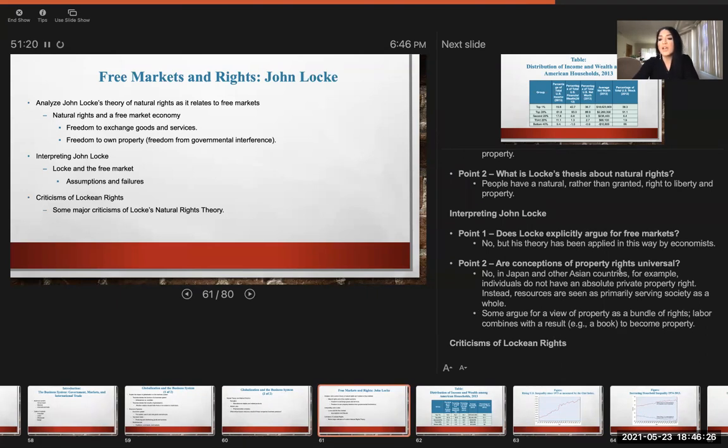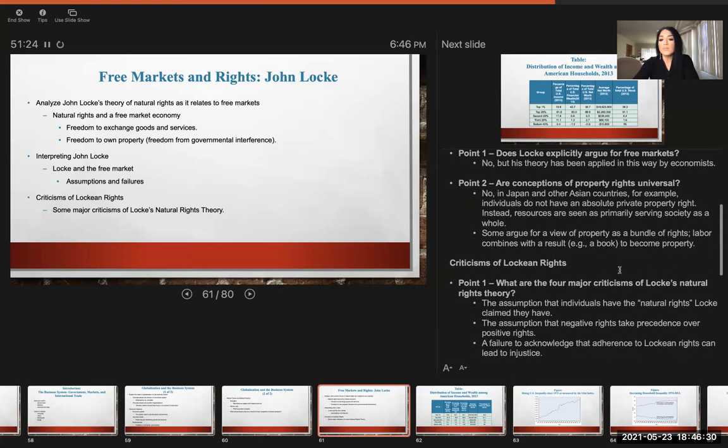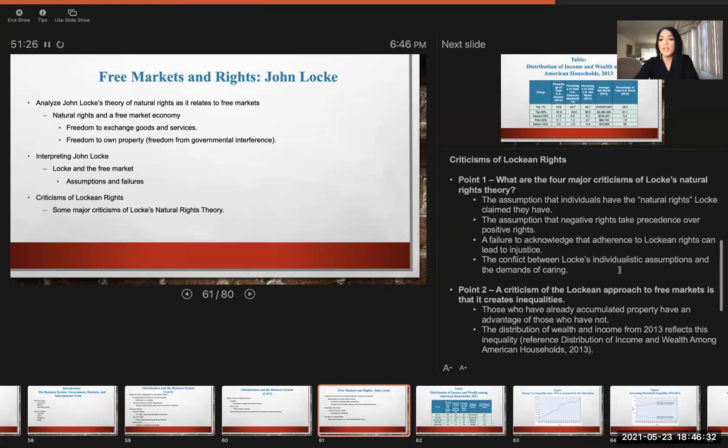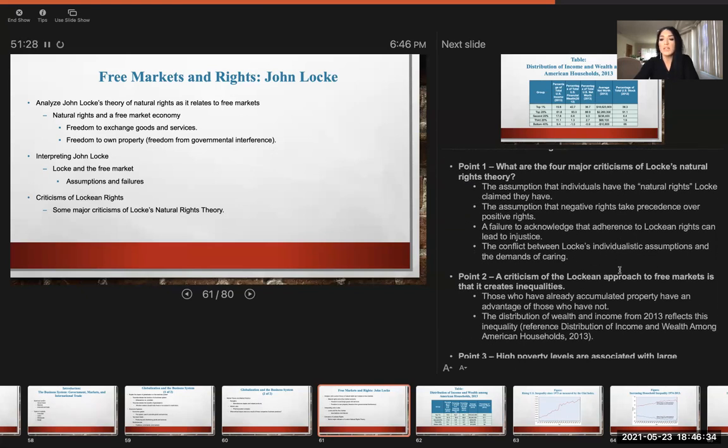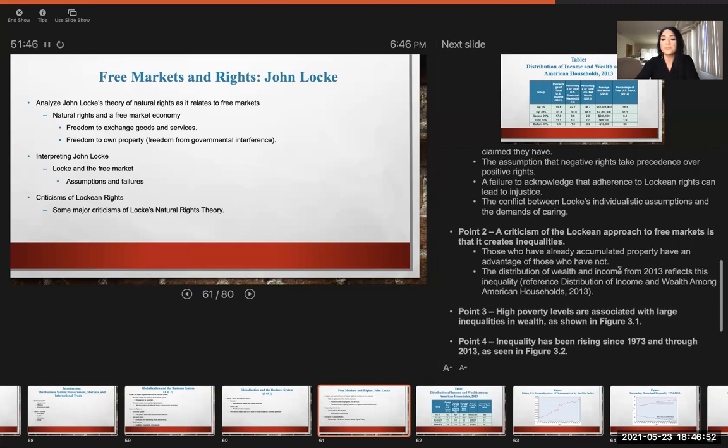No, but his theory had been applied in many different economic aspects, and there was different criticism of the Lockean ways. The four main criticisms being the assumption that individuals had natural rights Locke claimed they had, the assumption that negative rights had precedence over positive rights, the failure to acknowledge that adherence to Lockean rights can lead to injustice, and the conflict between Locke's individualist assumptions and the demands of caring.